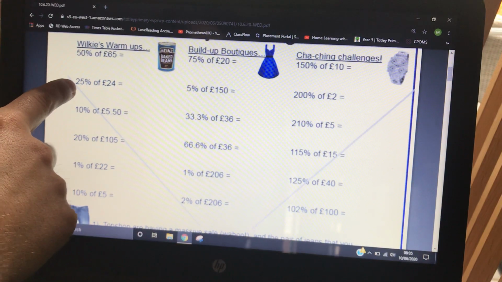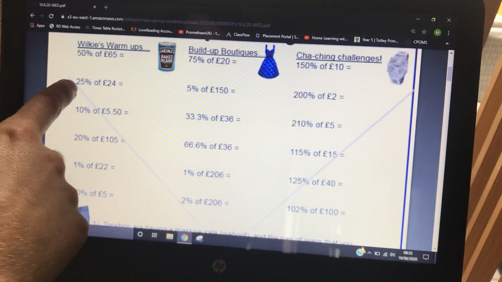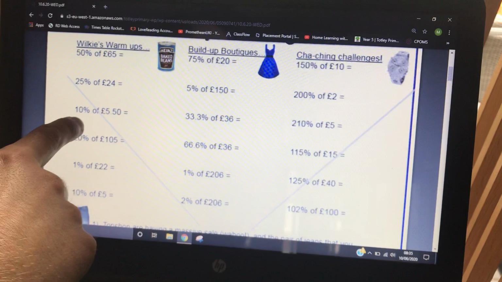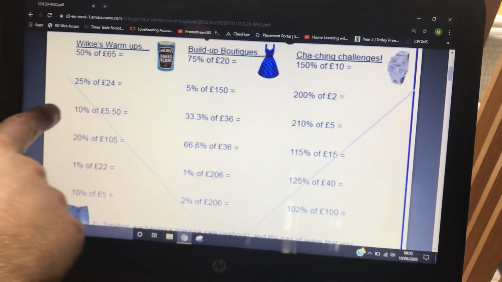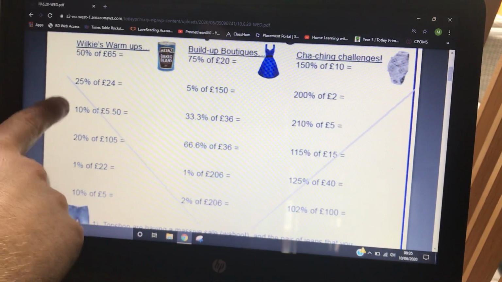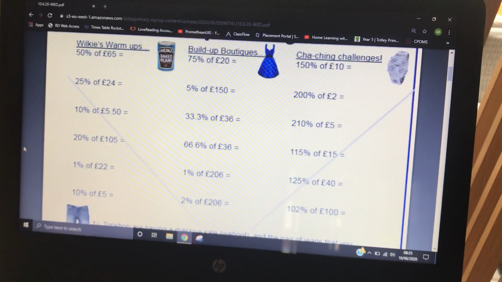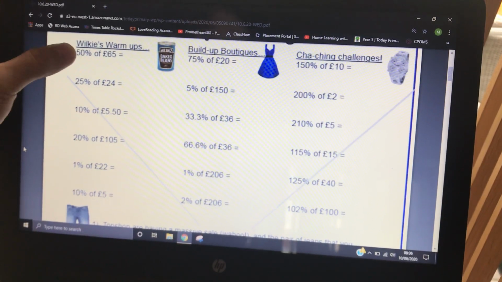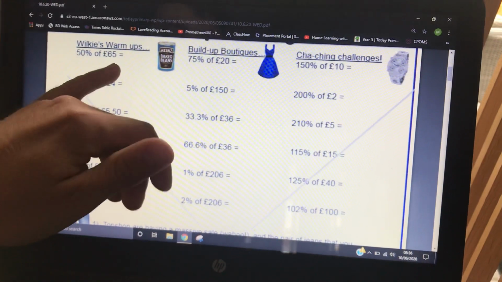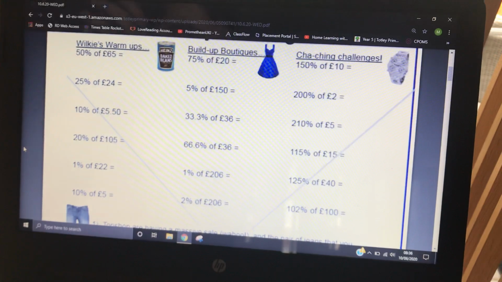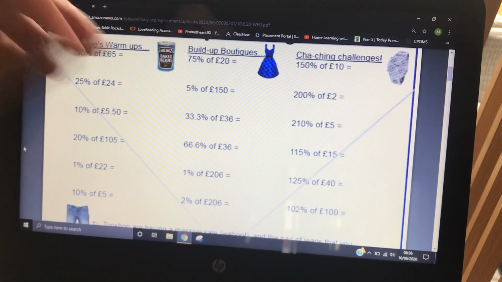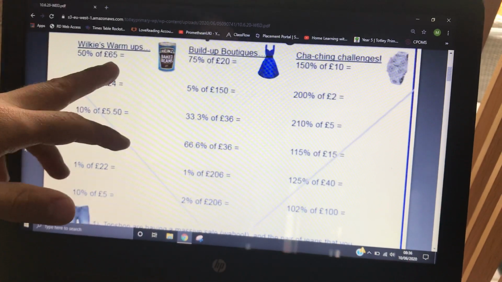25%, we know that's half of half, because it's half of 50. 10% we're dividing by 10. And as you start to look at these, you think, actually, I could probably do quite a lot of these in my head or with a very quick scribble of something. So this first one here, 50% of 65. So what's half of 65? Well, I know half of 64 is 32, or I know that half of 66 is 33.